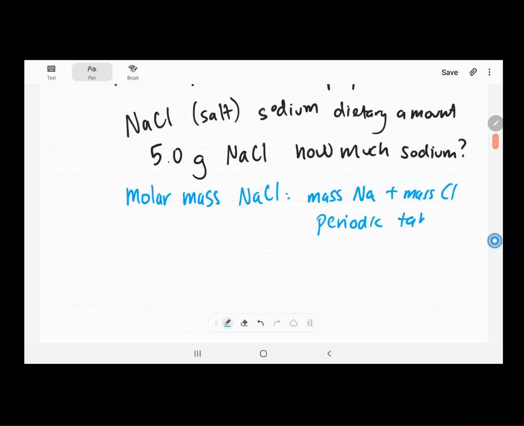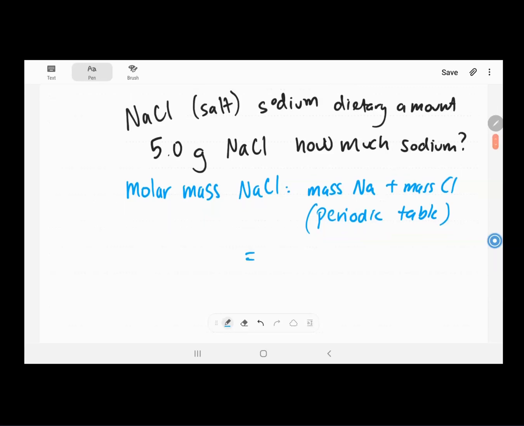We're going to be using that atomic mass, remember the one on the bottom with all those decimals. So the molar mass of sodium chloride should be 22.99 plus 35.45, which is 58.44. Awesome. The unit for that, by the way, is AMU, or grams per mole. Remember, those are the same unit.